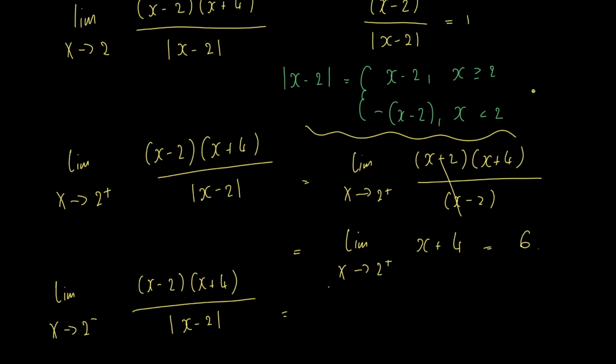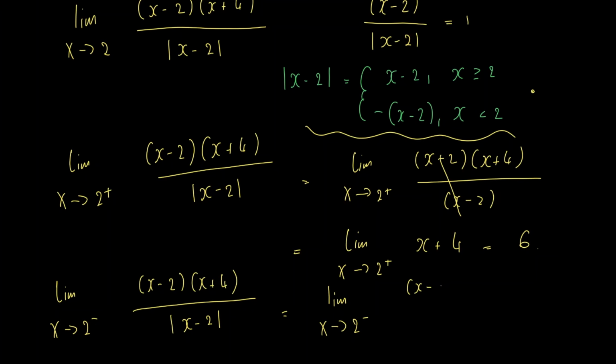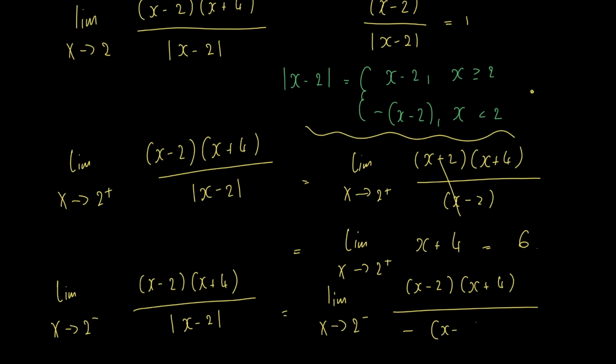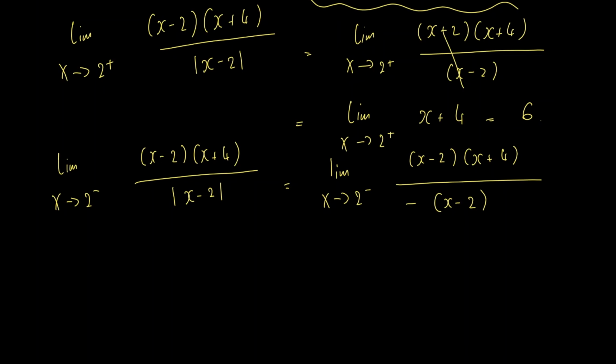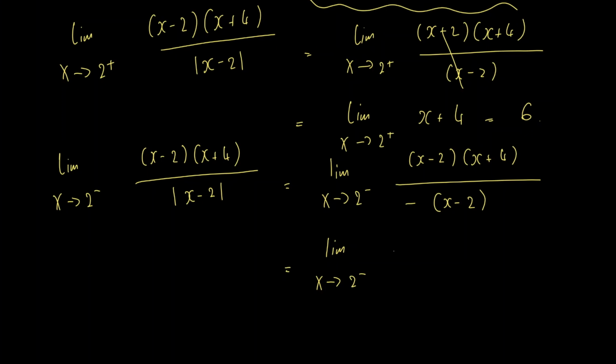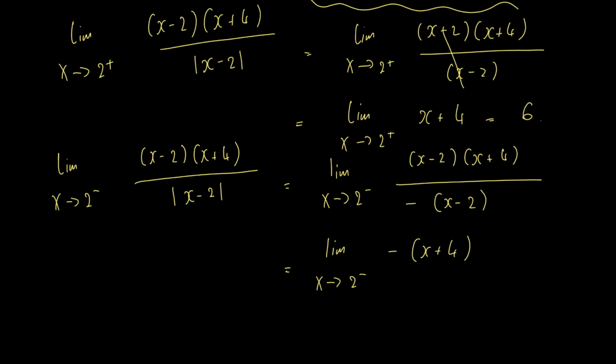So we have the limit as x approaches 2 from the left of x minus 2 multiplied by x plus 4, divided by minus (x minus 2). Now x minus 2 divided by minus (x minus 2) is equal to minus 1. So we have the limit as x approaches 2 from the left of minus (x plus 4). And if we let x be equal to 2, we get minus 6.